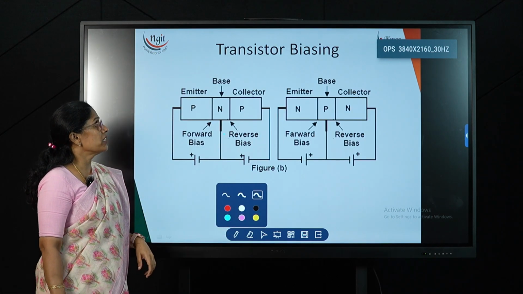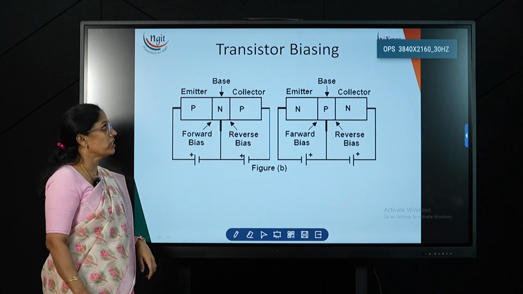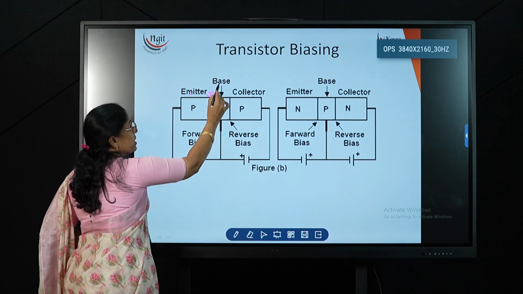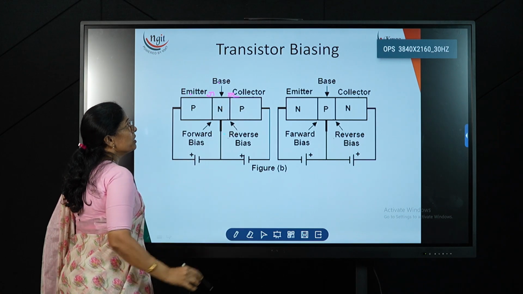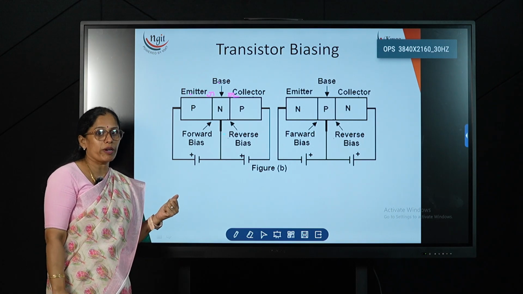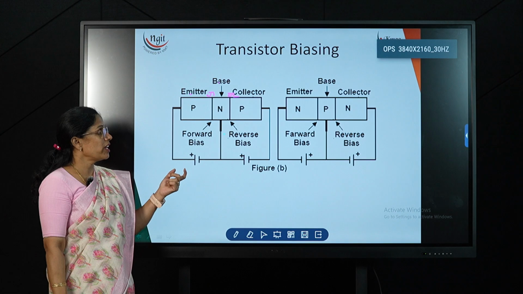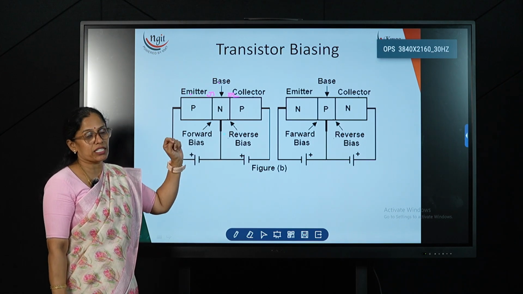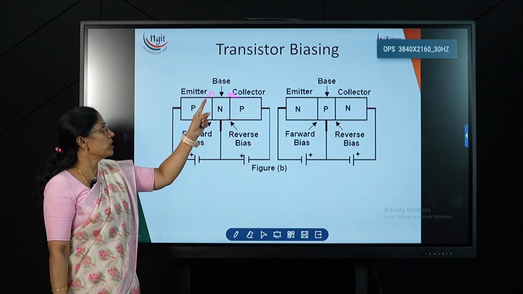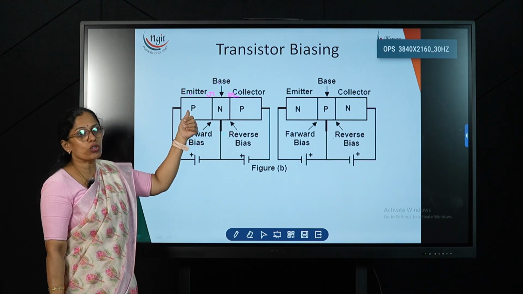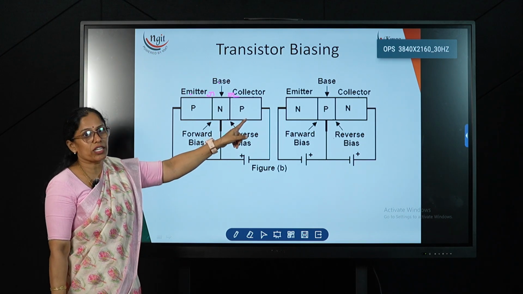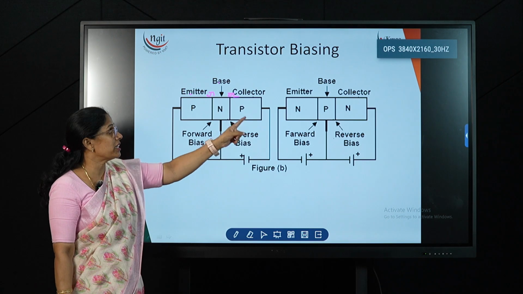Now the transistor has two PN junctions. One is the emitter base junction, this is one PN junction, and another one is the base collector junction, this is called junction 2. Now we have to apply bias; we have already discussed forward bias and reverse bias in Unit 1. Here we are applying both biases to a single transistor. If you take a PNP transistor, we need to apply forward bias to junction 1 because the emitter should emit the charge carriers, and the collector should collect the charge carriers, so we need to apply reverse bias at junction 2.